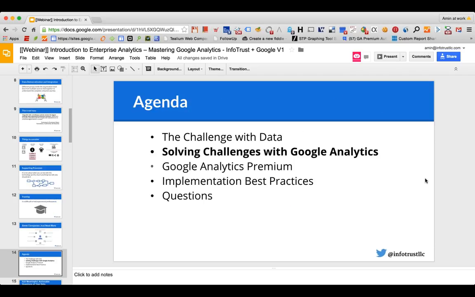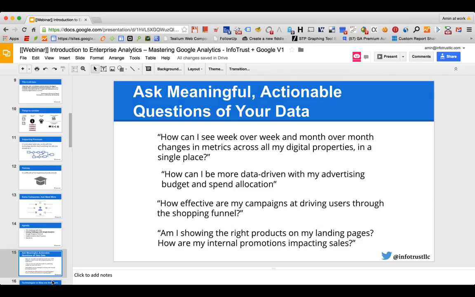So back to our agenda that Amin shared before. So solving challenges with Google Analytics. Let's come to what Google offers in terms of analytics and measurement solutions in order to address all these challenges and needs. So if you think about it, it all starts with asking meaningful and actionable questions of your data. So it doesn't start with technical issues or the technical limitations of any other vendor or solutions in the market. It really starts from your KPIs, from your objectives, from your measurement strategy.